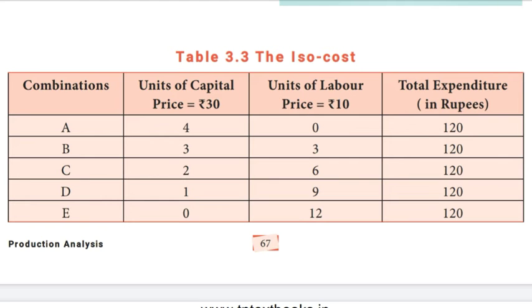Symbolically, 4 capital plus 0 labor is equal to 120. 3 capital plus 3 labor is equal to 120. 2 capital plus 6 labor is equal to 120. 1 capital plus 9 labor is equal to 120. And 0 capital plus 12 labor is 120. Thus, all the combinations A, B, C, D, and E cost the same total expenditure.